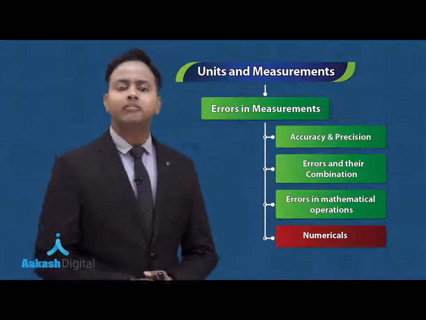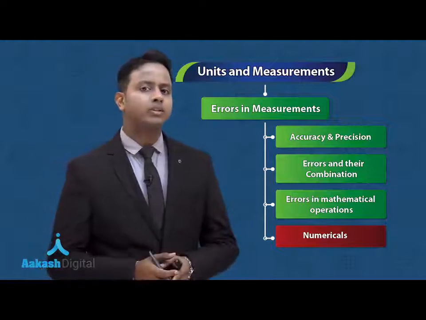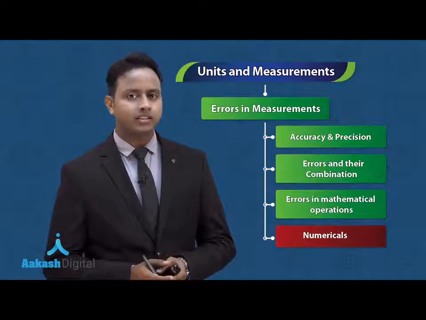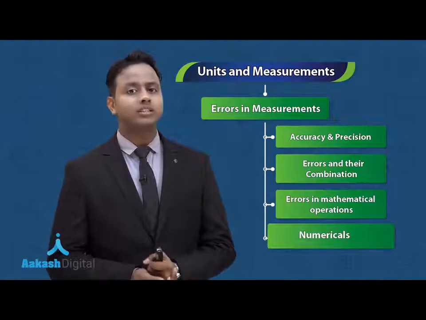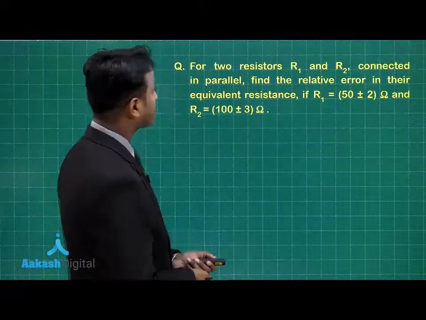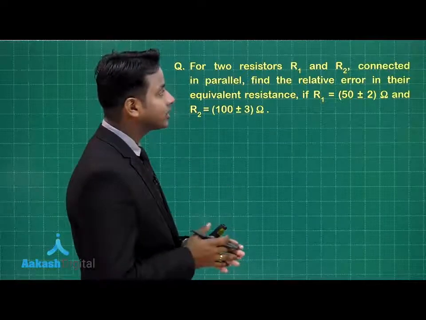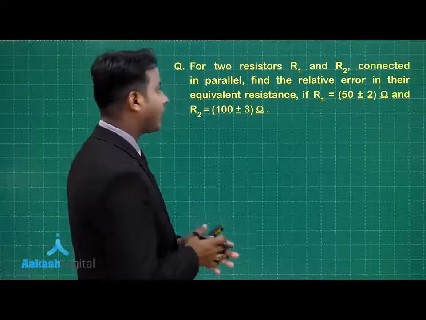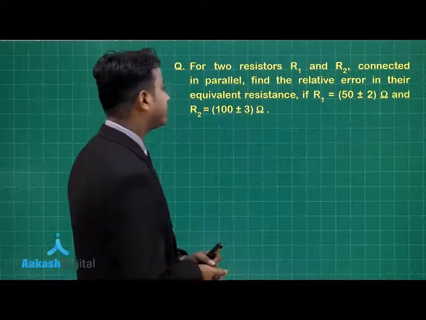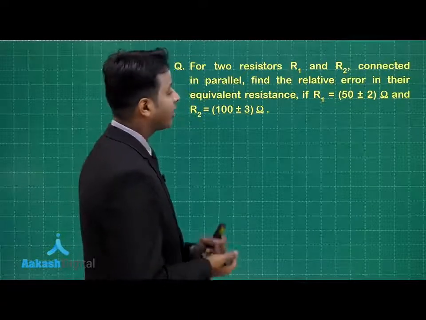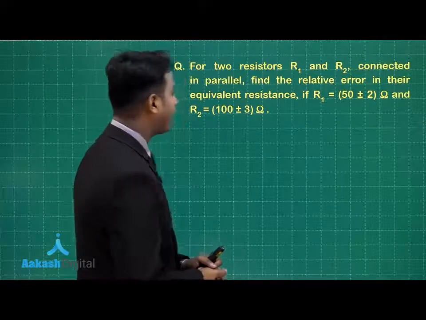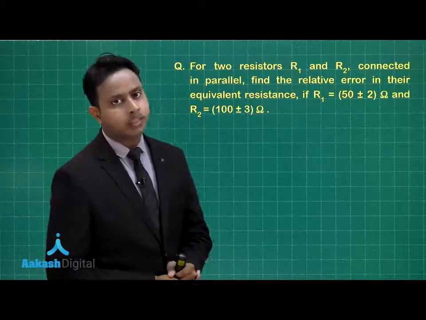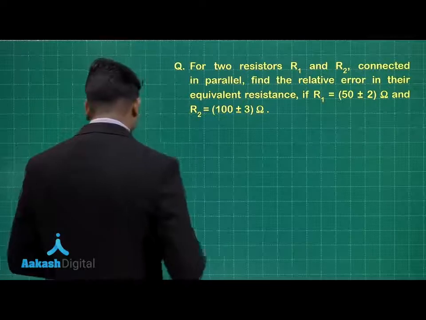So in the previous segment, as you know, we have seen the applications of the questions based on the error analysis. Now let's see more questions based on that. Now the first question reads as, for two resistors R1 and R2 connected in parallel, find the relative error in their equivalent resistance if R1 is 50 plus minus 2 ohm and R2 is 100 plus minus 3 ohm. So let's try to solve this question.